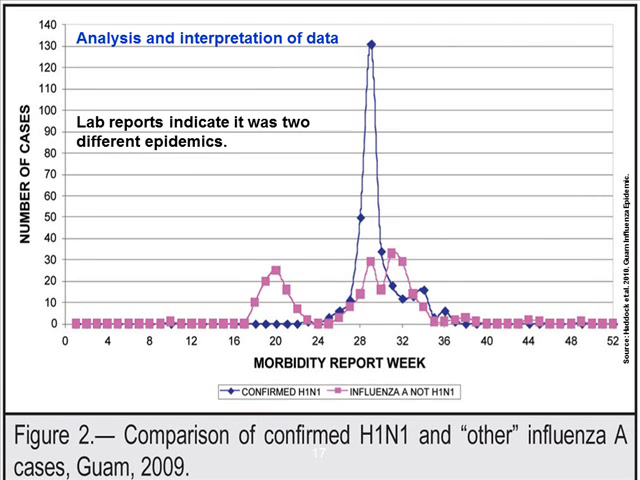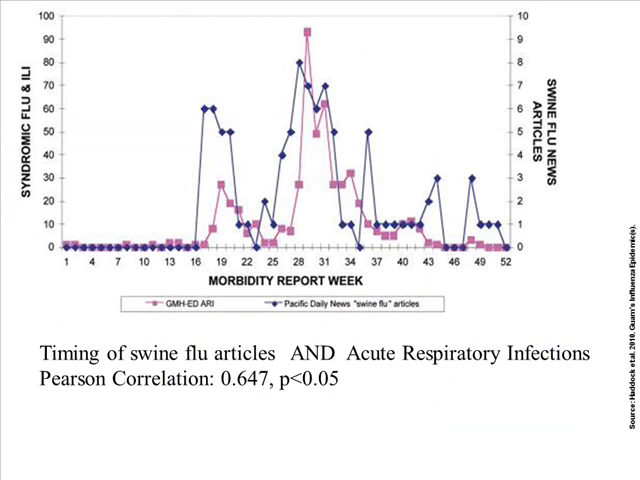Slide 17. If you compare laboratory-confirmed H1N1 influenza cases, lab reports would indicate it was two different epidemics. We would have an epidemic peak for H1N1. Slide 18. They compare timing of swine flu articles and acute respiratory infections. You can look at the correlation between articles and RE.